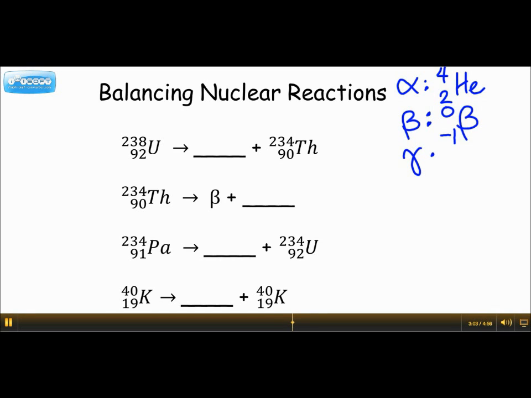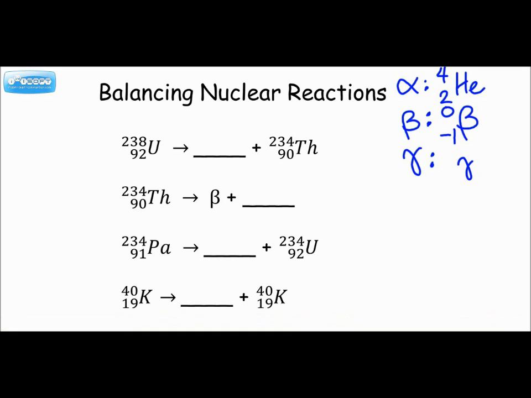Gamma, so for gamma radiation, there's no change in the number of protons, and there's no change in the weight. So there's no change at all. So here's the easiest way to do this. If you use the idea that alpha is a helium atom, beta will increase the resulting element by 1 proton, which is what this -1 means, and then gamma doesn't have any change. Then all you have to do is just the math.